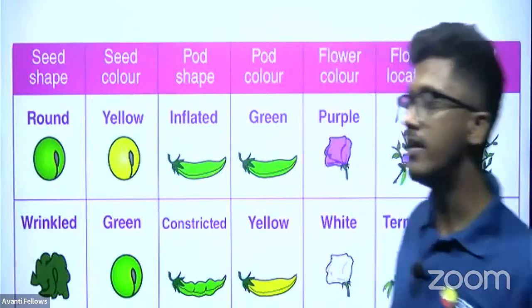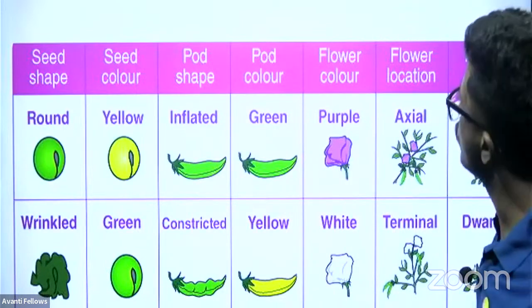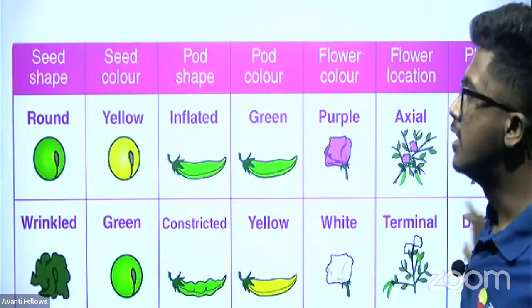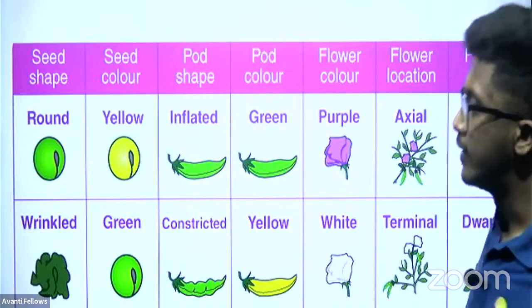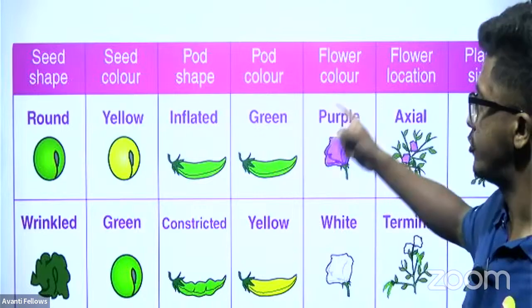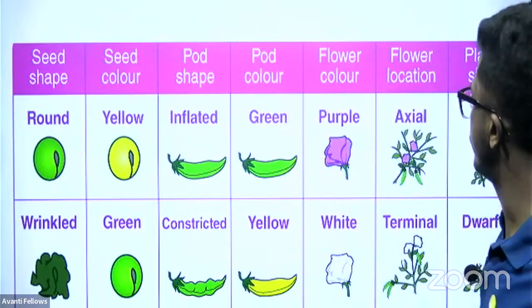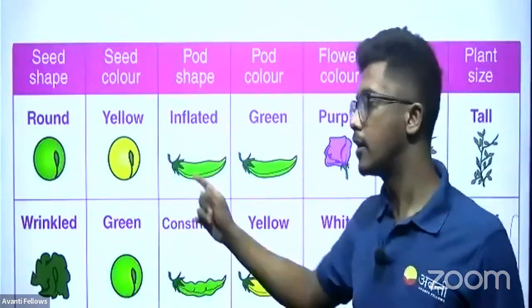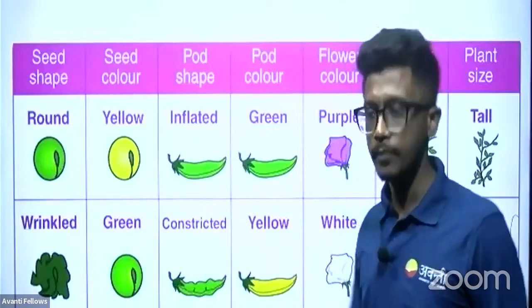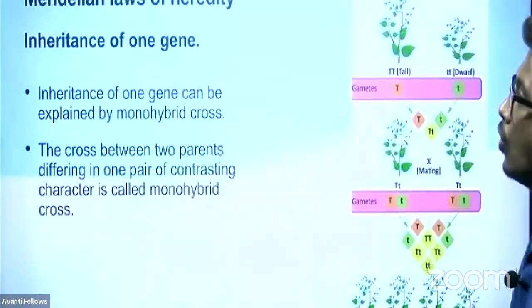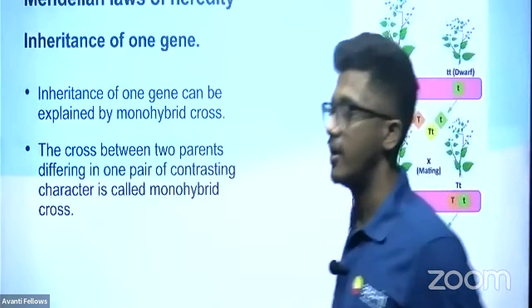So that is why the pea plant was such a very beautiful plant for experimentation in genetics. So yesterday we discussed what are the characteristics that he chose for the experimentation. So 7 contrasting characteristics: seed shape, seed color, pod shape, pod color, flower position, and plant size. And these are the contrasting characteristics with respect to them. Okay. So let's go with the experimentation itself.